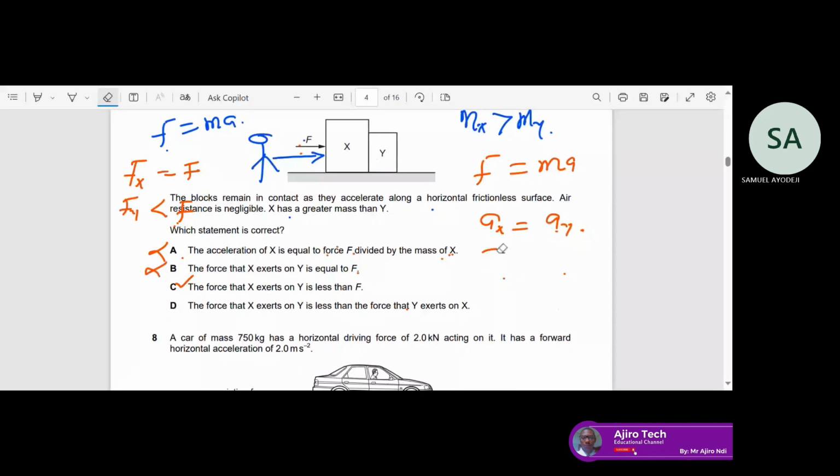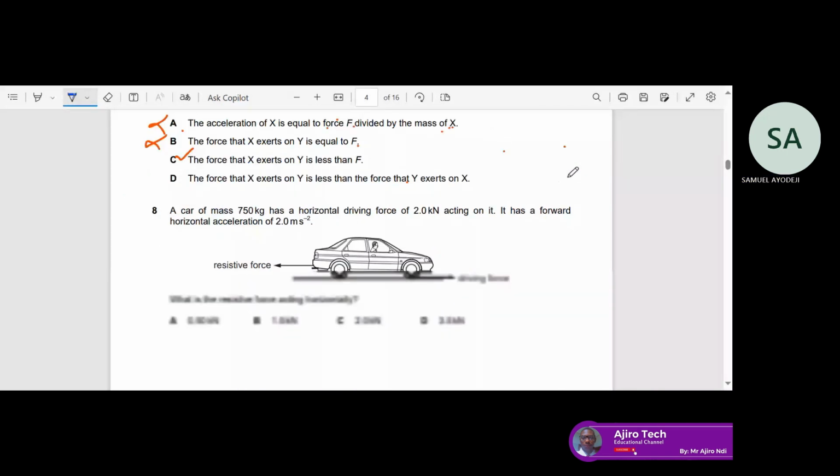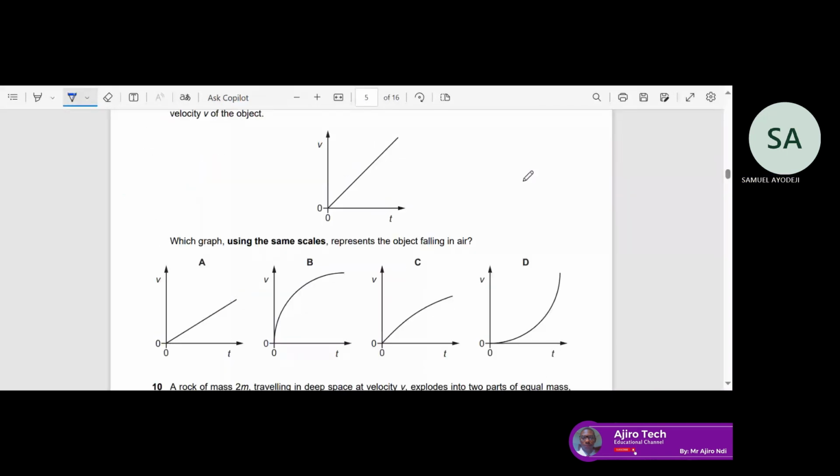So I think I got it now. If we do this, let's say the mass of X is 20, and the mass of Y. I got it. Can we move on to question 9? Okay, question 9.